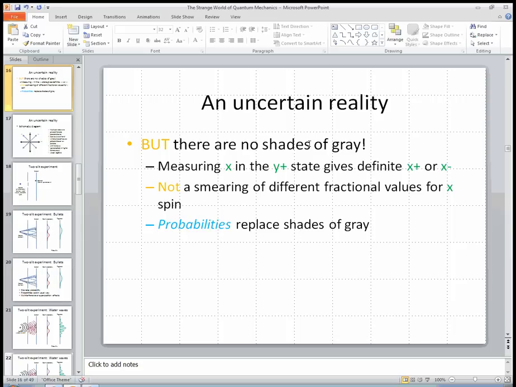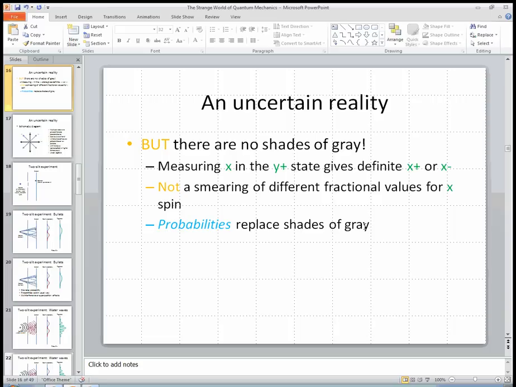Whenever you take, in this example, something in the y plus state, that's definite. It will always give you plus for the answer in the y spin. And then you measure the x spin for electrons in that state. It won't give you something halfway in between plus and minus. It won't give you zero, for example. It'll always give you either plus or minus. But the probability is what replaces the idea of shades of gray.